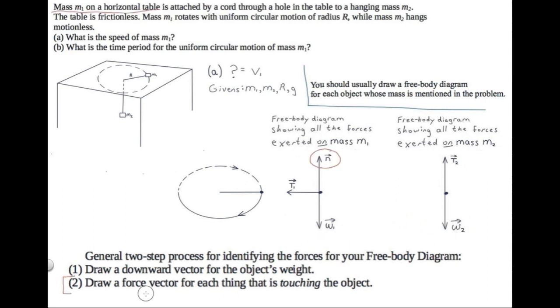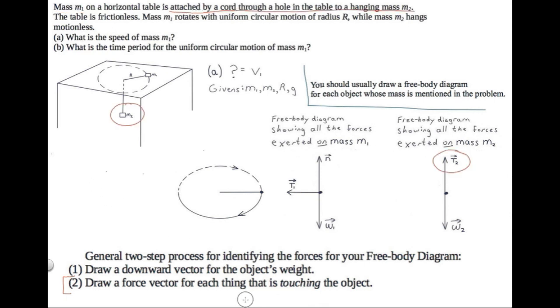Now we systematically ask, what is touching mass m1? Well, object 1 is being touched by the table. The table is treated as a surface which exerts a normal force on object 1. There is no friction force because the problem tells us that the table is frictionless. Besides the table, is anything else touching object 1? Yes, object 1 is being touched by the cord. The cord exerts a tension force on object 1. Besides the table and the cord, nothing else is touching object 1, so there are no other forces on object 1.